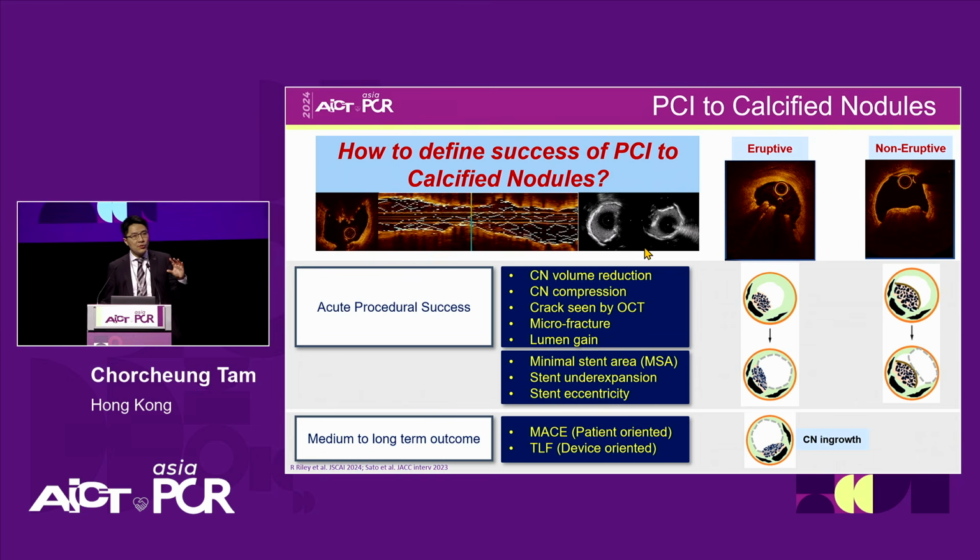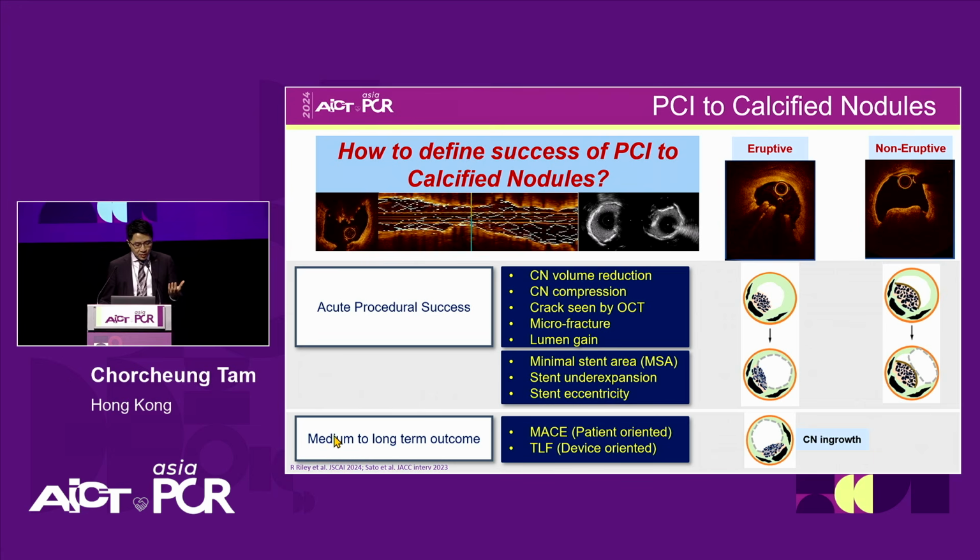Before I go on to how we treat calcified nodules, we have to define what actually is a successful PCI for calcified nodules. What are we talking about? Is it acute procedural success, for example the nodule volume reduction, the nodule compression, or the cracks or fractures seen on OCT or micro CT, or is it the luminal gain? Or is it just the minimal stent area, the percentage of stent underexpansion, or stent eccentricity?